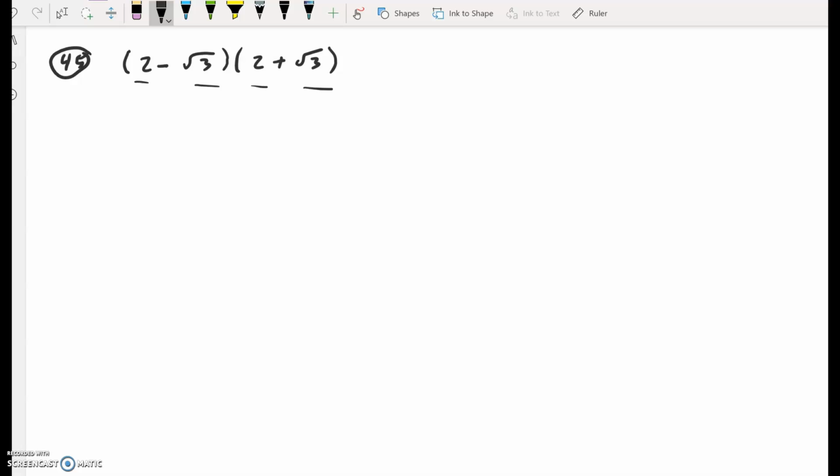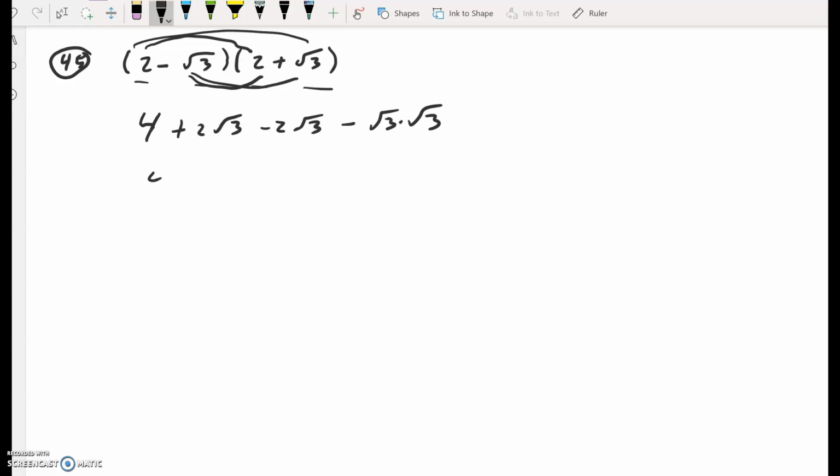You can call it FOIL, you can call it whatever you want, but that's what we need to do. 2 times 2 is 4. Here we're getting plus 2 times the square root of 3. Here we're getting minus 2 times the square root of 3. And here we're getting minus the square root of 3 times the square root of 3. That is 4 plus 0 minus, and the square root of 3 times the square root of 3 is 3. 4 take away 3 is 1. So when you multiply these two quantities, you get exactly 1.